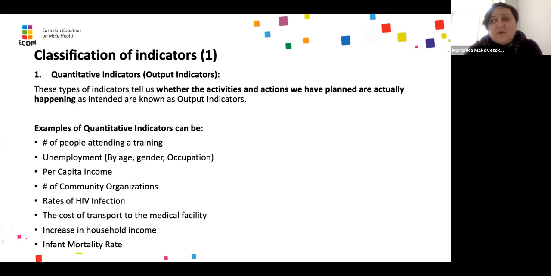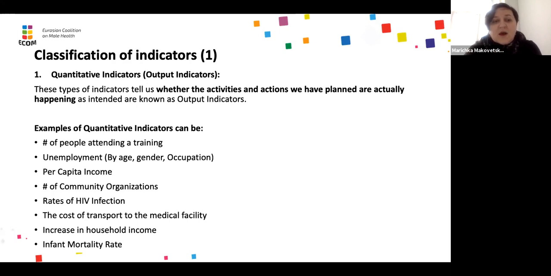Basically, the group of indicators has two major classifications. It's quantitative indicators, or output indicators, and qualitative. So if we talk about quantitative indicators, this type of indicators should tell us whether the activities and actions that were planned are actually happening. And basically it's targeting the level of output indicators.